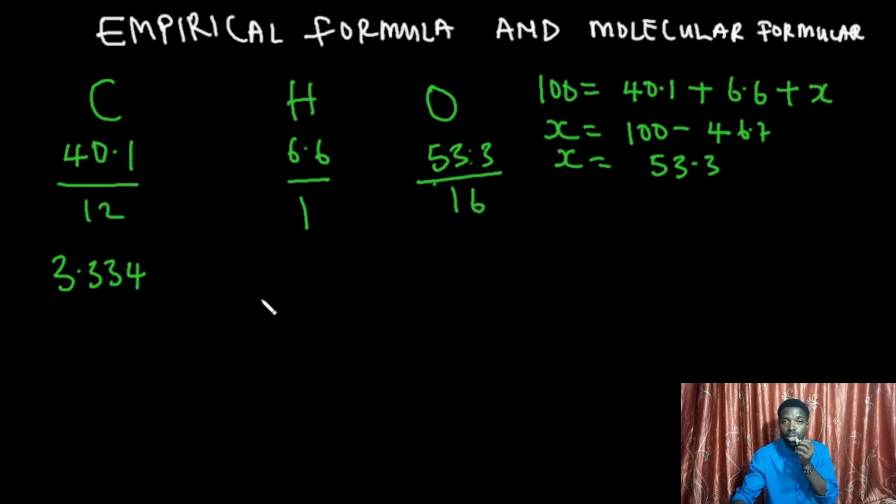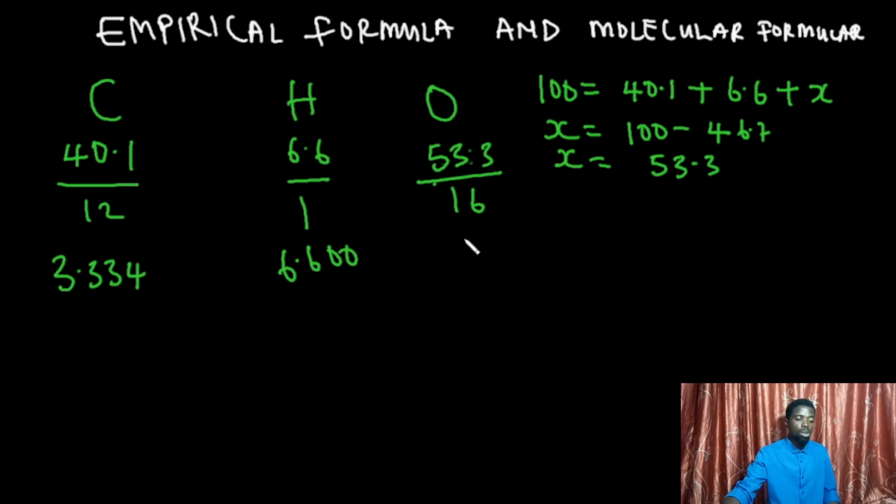Now it's important to note that in chemistry, whenever you are solving a question that eventually yields a decimal point, and you are going to use that particular value to solve another, you are expected to approximate to at least 3 decimal points. Okay, so here is 6.6.